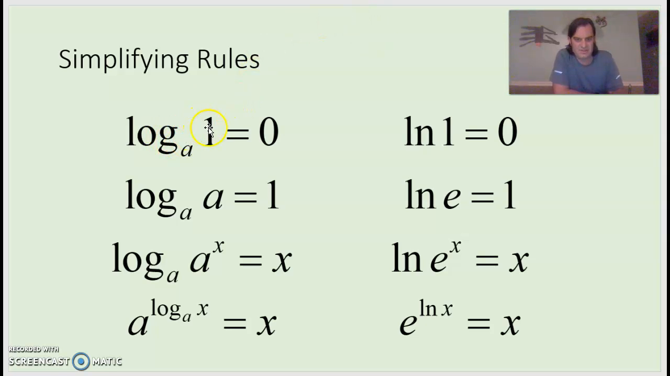Log base a of 1 equals 0. Basically, a to the 0 equals 1. Anything to the 0 equals 1, so that rule makes sense. The equivalent in the natural log form is natural log of 1 equals 0.